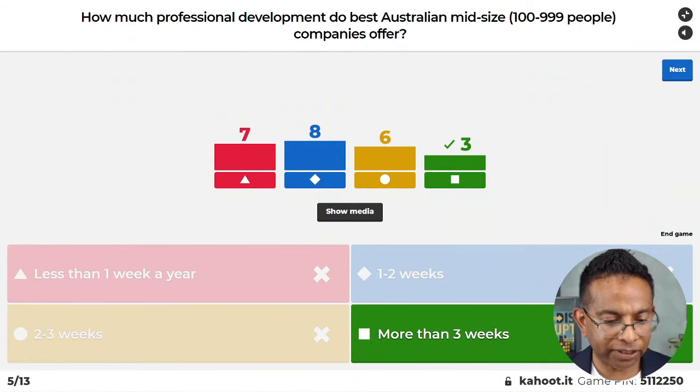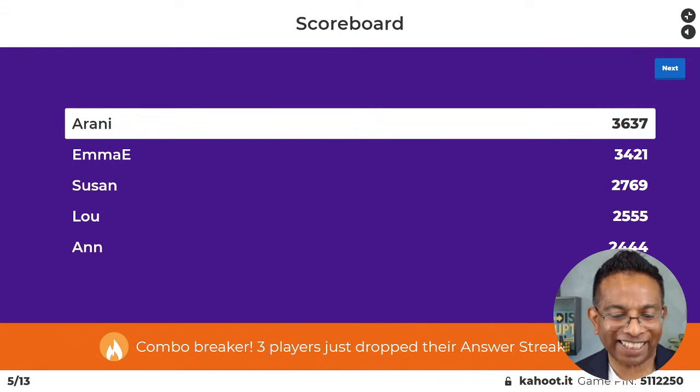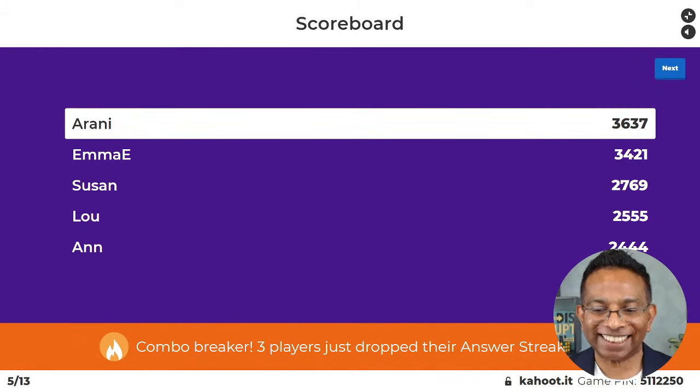Okay, I also want to quickly check if there are any chat comments or anything like that. You don't need to, because we'll get the chance to do that afterwards. Okay, let's see if Farani's still on her streak. Oh, okay, 3 players just dropped their answer streak of 4, but Farani is still in the lead here.